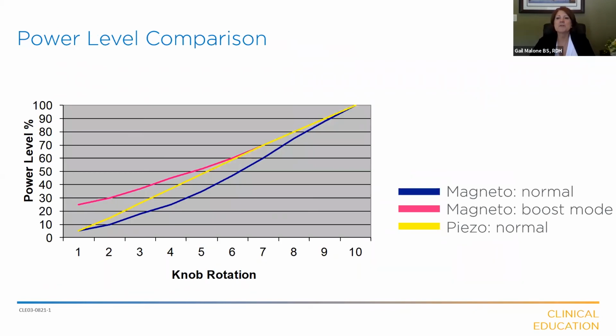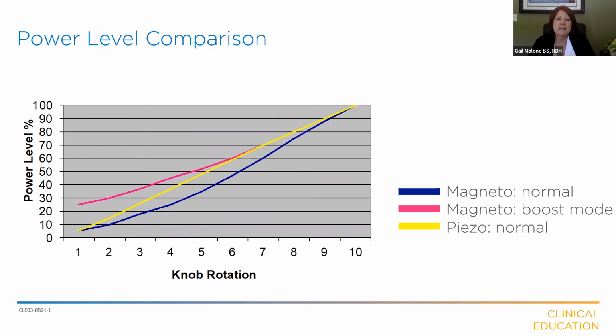Now this chart shows the impact of boost mode on the power level. And you see 3 different colors here. So let's start with the blue line. This is a magnetostrictive unit at what we call normal power. You can see that the power increases obviously as we go up the scale, but it's not quite linear. There's an extended period within the lower power zones. This is what's referred to as the blue zone on Cavitron technology.